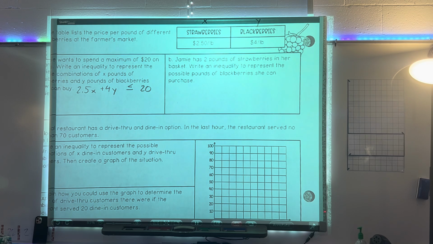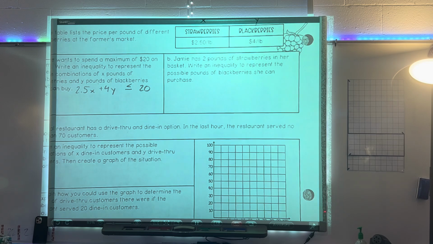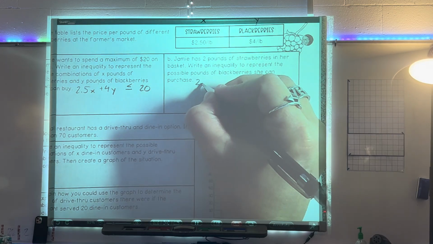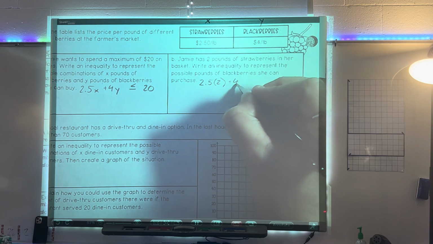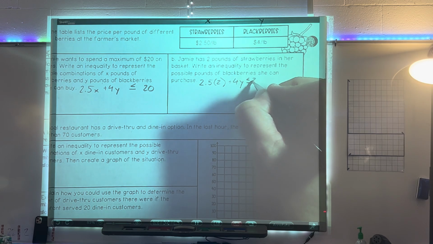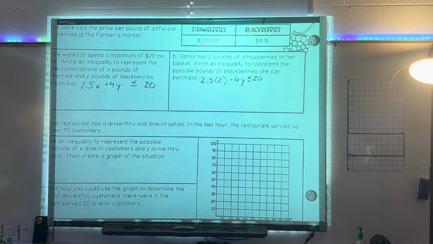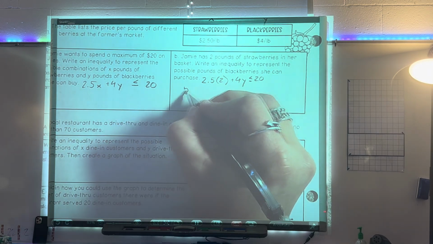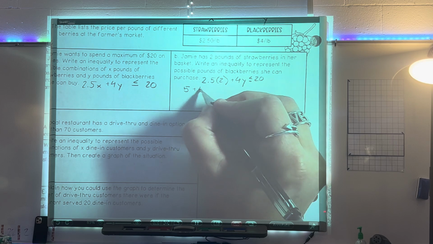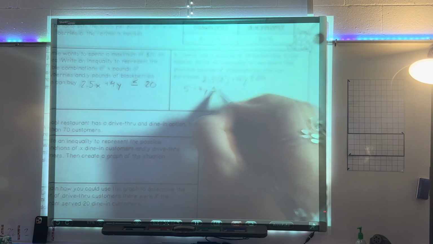Write an inequality to represent the possible pounds of blackberries she can purchase. Alright, what am I doing here? I'm plugging in 2 pounds for X. So I've got 2.5 times 2 plus 4Y less than or equal to 20. Alright, 2.5 times 2 is 5 plus 4Y less than or equal to 20.